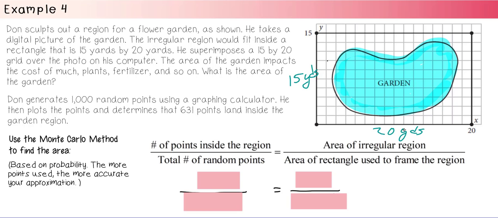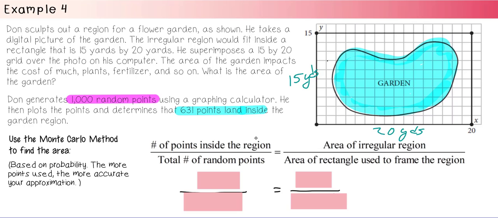So in Dawn's case, he randomly generated 1,000 random points using that graphing calculator, and he determined that 631 points landed inside that garden region on his drawing. The Monte Carlo method takes the number of points inside the region divided by the total number of random points, which equals the area of the irregular region divided by the area of the rectangle used to frame the region. So he's setting up a proportion.